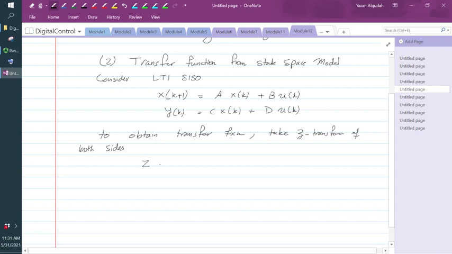If I do that, the z transform of x of k plus 1 is going to be z multiplied by x of z minus z multiplied by x of 0, where this is the small letter x of 0, equal to A multiplied by x of z plus B multiplied by u of z, and y of z is going to equal C multiplied by x of z plus D multiplied by u of z.